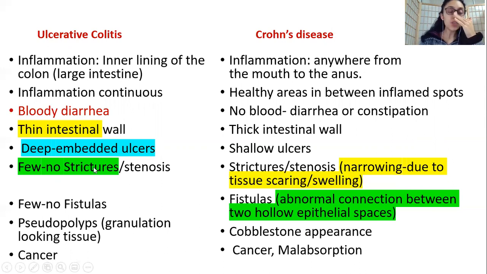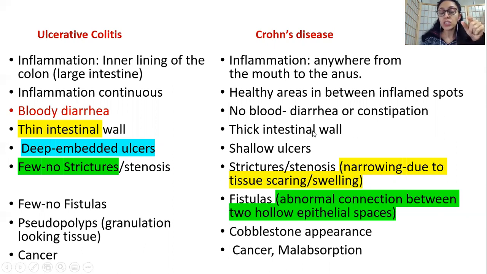Okay. Then in ulcerative colitis, you may have no strictures at all. What is a stricture? It is narrowing of the tissue because of scarring or inflammation. I'll show you a diagram of it. Then you may have few or no fistulas. A fistula is like a tunnel which is formed between, say, your GI tract and something else. I'll again show you diagrams of that. And the look of ulcerative colitis is like pseudopolyps. Polyps are like these round knotted structures. So the inner wall of your colon looks like it has these round knotted structures, polyps.